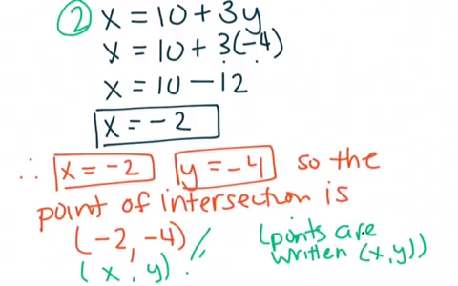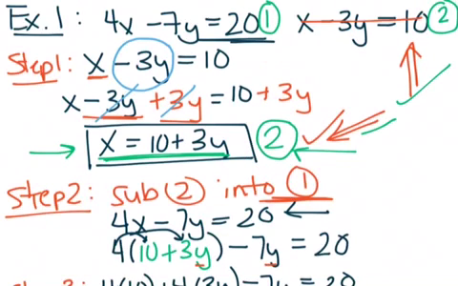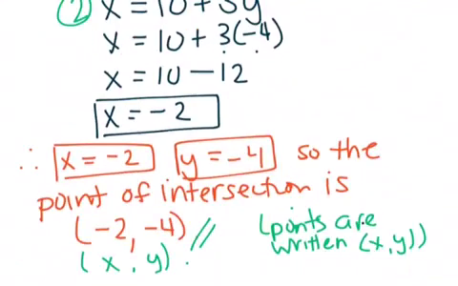Done. If we had just graphed these two lines up at the top here, we would have actually found the exact same point of intersection. So yes, it's a lot of algebra. It seems like a lot at first. This is one of those lessons where you're going to have to practice in order to get really good at it. So let's do the next example.